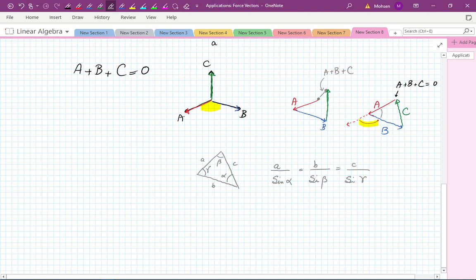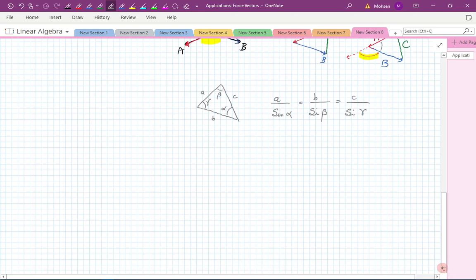Okay, let's do a simple exercise related to this. I'm going to draw a configuration a bit different from what's in the text, and then you go ahead and read the text also, and that would be an additional example for you. So suppose we have an object attached to a nail on the wall with two ropes.